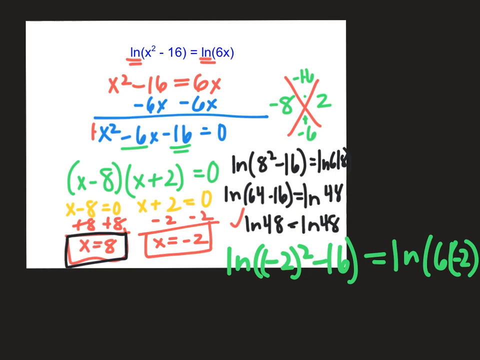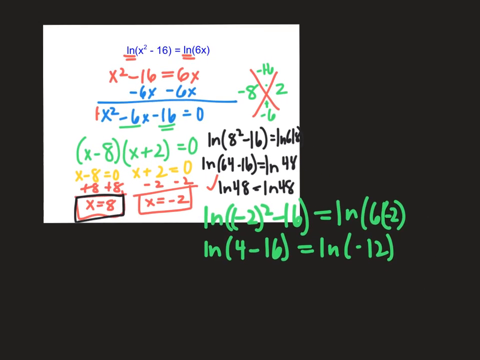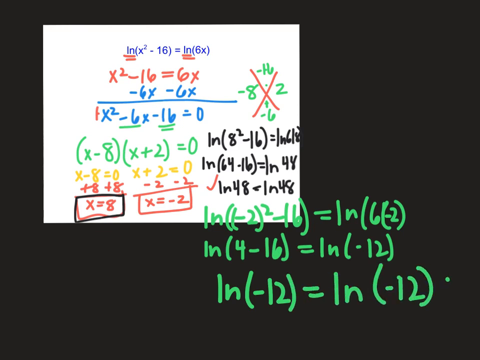There's in theory an extra parenthesis there, but again, space. All right, if I square -2, you're actually doing -2 times -2. So you get a positive 4. So I'd have the natural log of 4 minus 16 equals the natural log of 6 times -2 gives me a -12. If I do 4 minus 16, I get the natural log of -12 equals the natural log of -12, and those two things are in fact equal.